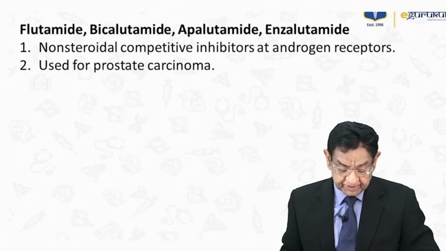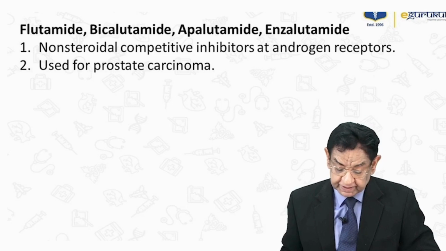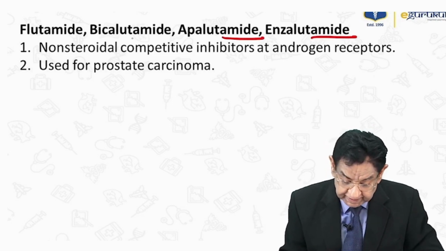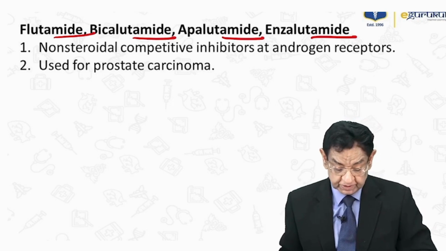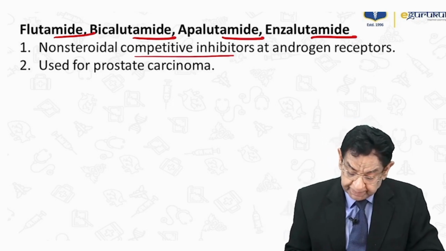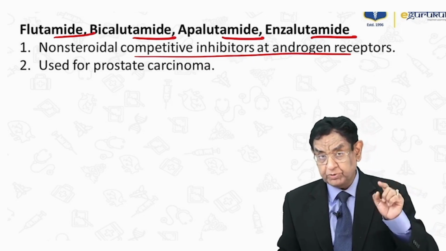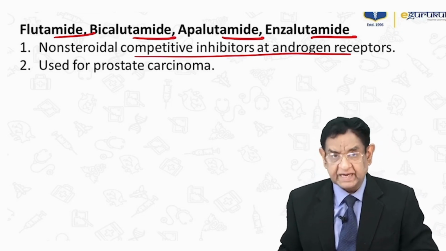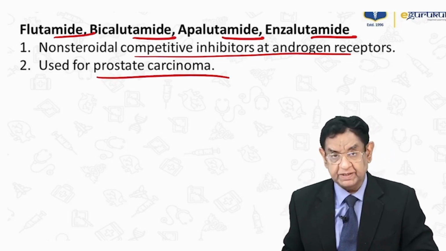Well, then we have drugs like flutamide, bicalutamide. So there are so many amides: flutamide, bicalutamide, nilutamide. Okay. So they are non-steroidal competitive inhibitors of the androgen receptor. Point to be noted, they are receptor inhibitors. The previous one was the enzyme inhibitor. That we use for prostate carcinoma.